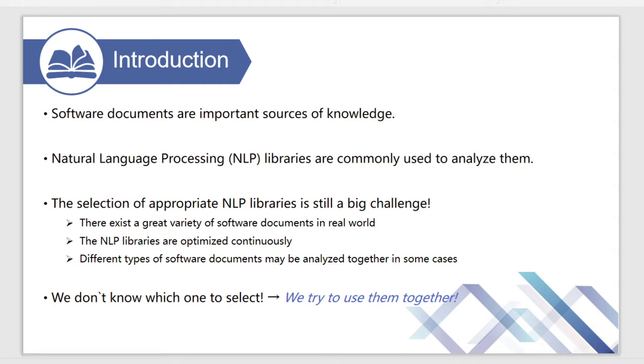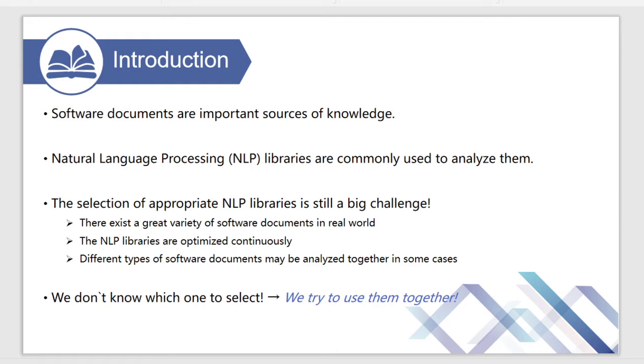However, the subjective selection may pose threats to validity. Omren and Chud propose an empirical study to give a guideline for choosing appropriate NLP libraries. However, this guideline cannot always help researchers to choose the best NLP libraries for a specific task. There are three reasons. First, there exists a great variety of software documents in real world, and it is too tedious to produce a universal guideline for all the types of software documents.